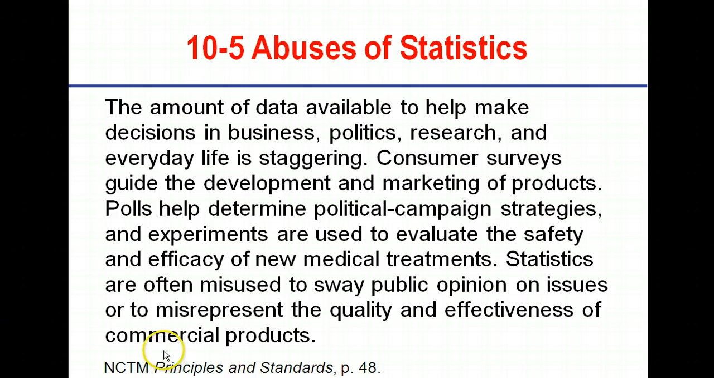These concerns and ideas about how data can be presented and how we can draw conclusions from it appropriately are found in the NCTM principles and standards. This discussion about data appears on page 48, and it says that the amount of data available to help make decisions in business, politics, research, and everyday life is staggering. I think we would all agree that there are a lot of statistics thrown around in society that help sell products or help us make decisions, and we want to make sure that those statistics are being used appropriately and not misused.